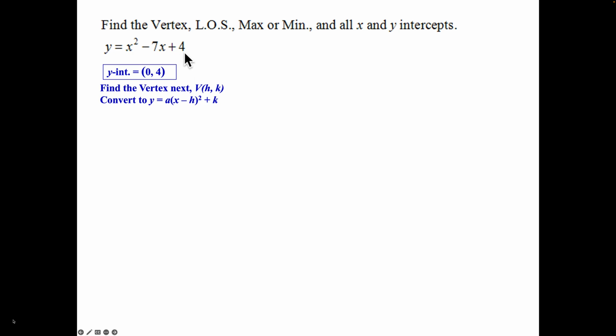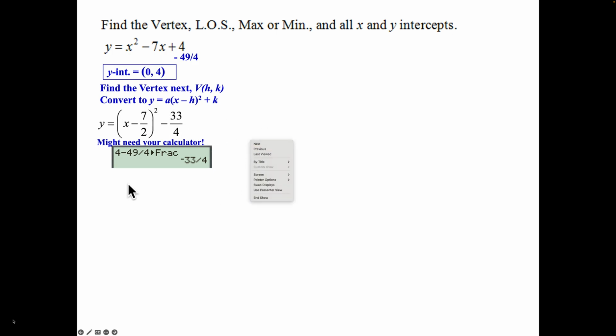So let's see, 4 minus 4... You know what? I'm going to go to my calculator. I can just type in 4 minus 49 divided by 4. Hit the math button, ask it to return your answer as a fraction. Negative 33 over 4. Okay, there's the k value. Just to speed things up for us. So there's the location of my vertex.